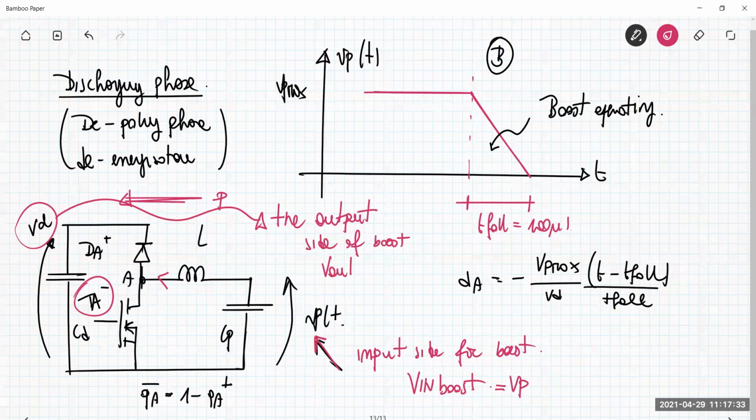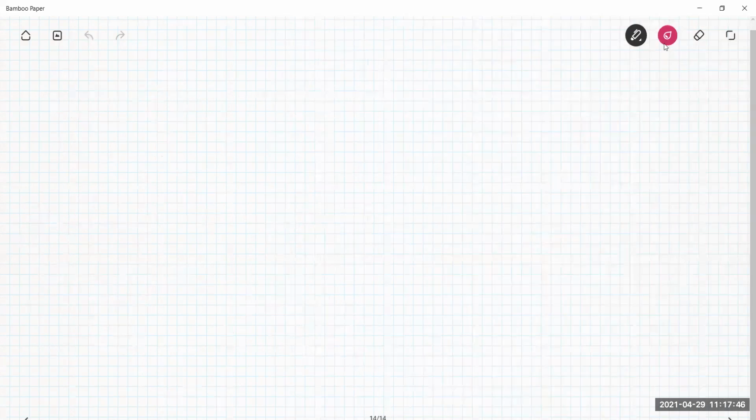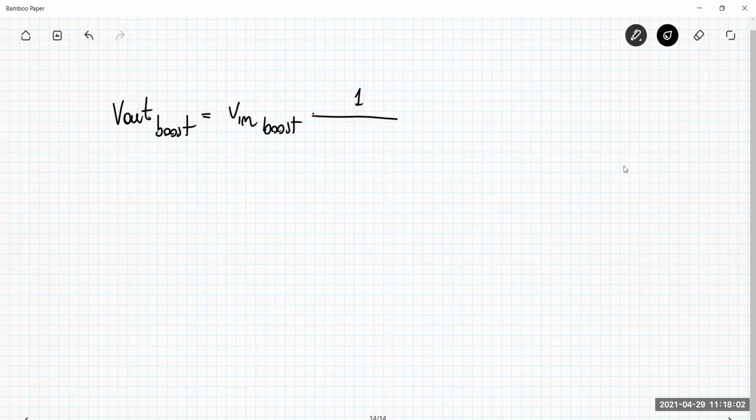V out of our boost. We found out the relationship between the input and the output for a boost converter. V out boost is the input, V in boost, multiplied by 1 over 1 minus dA minus of the transistor we are using, dA minus, okay?